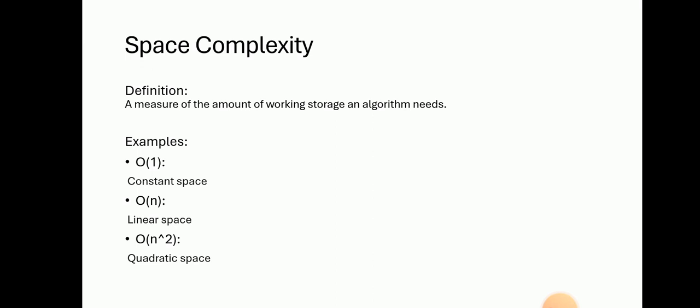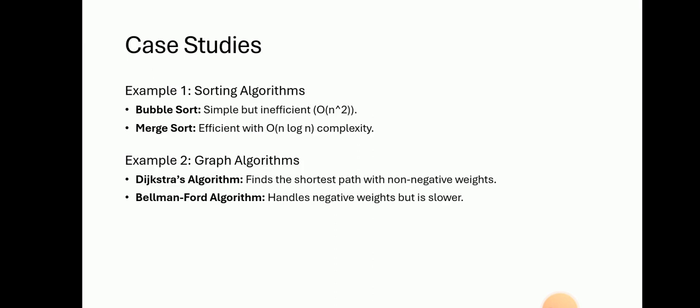Space complexity. It is the measure of the amount of working storage an algorithm needs. Its examples include order of 1 for constant space, order of n for linear space, and order of n square for quadratic space. Then case studies, it includes sorting algorithms and graph algorithms.